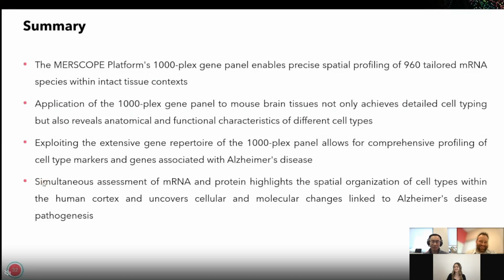Okay, so now the limitation is like 1 square centimeter. As long as you can put multiple tissues on the same MERSCOPE slide, finally you can image up to 1 square centimeter region. That includes multiple subregions if you have multiple tissues.